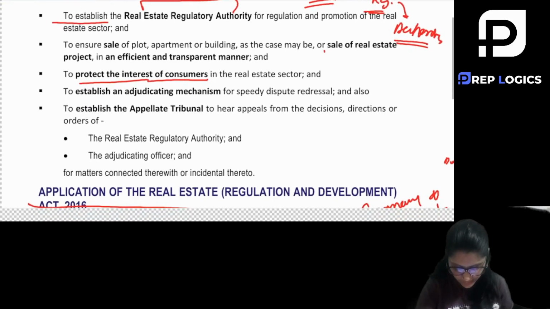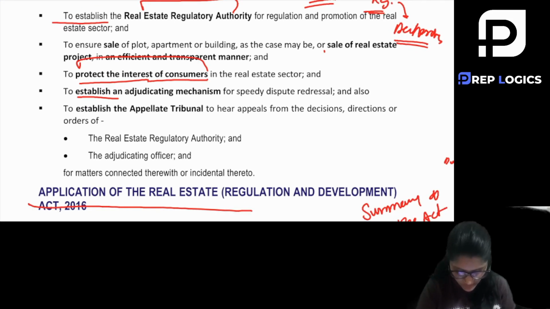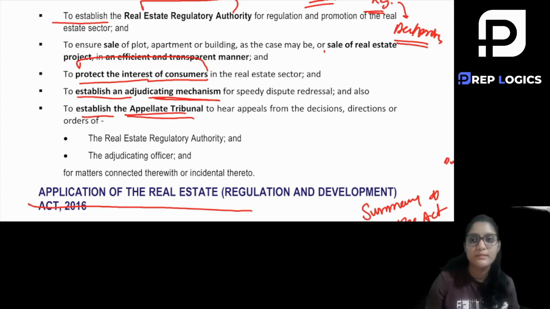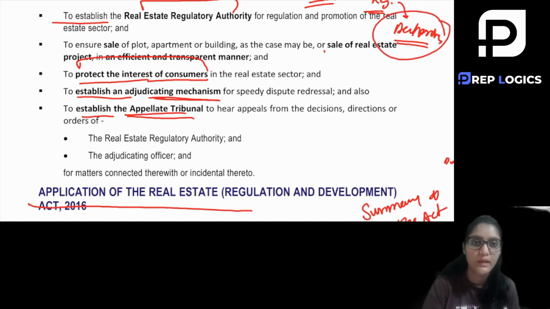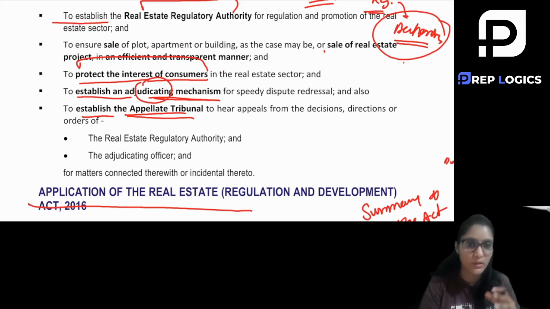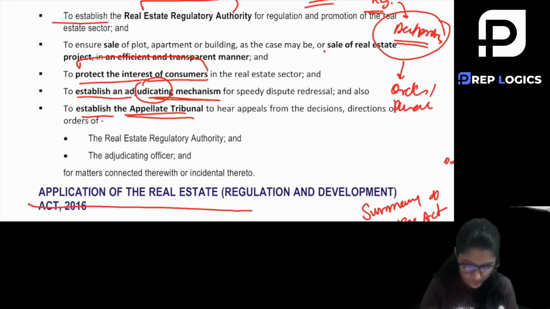So to protect the interest of consumers, as well as to establish the adjudicating mechanism, as well as to establish the appellate tribunal. Now what is the adjudicating mechanism? It is a mechanism where, if someone has not done something as per the act, then he must be adjudicated. Adjudicated means the punishment must be given, some orders must be given. So the orders or the penalties will be given by the adjudicating mechanism. The adjudicating mechanism is basically to inquire into someone, and then pass orders if they think this person is guilty.